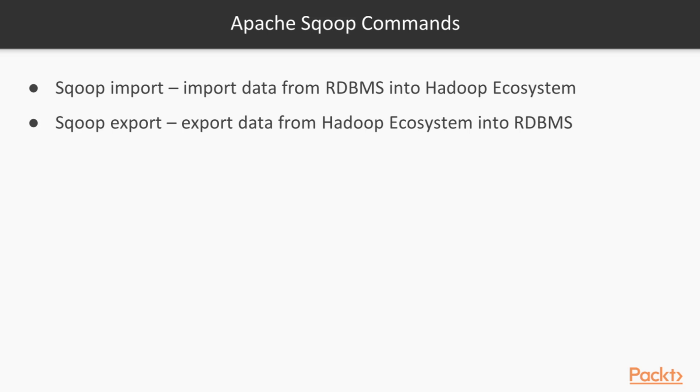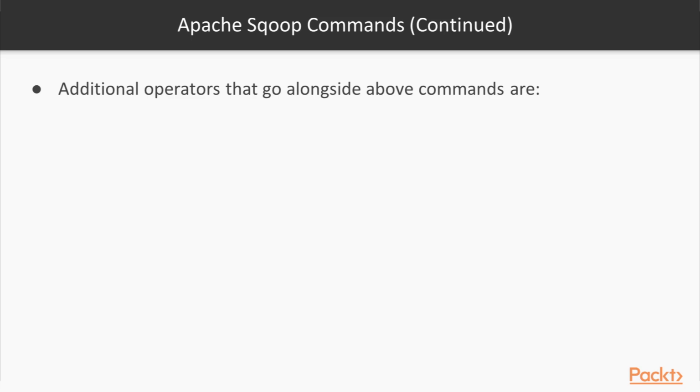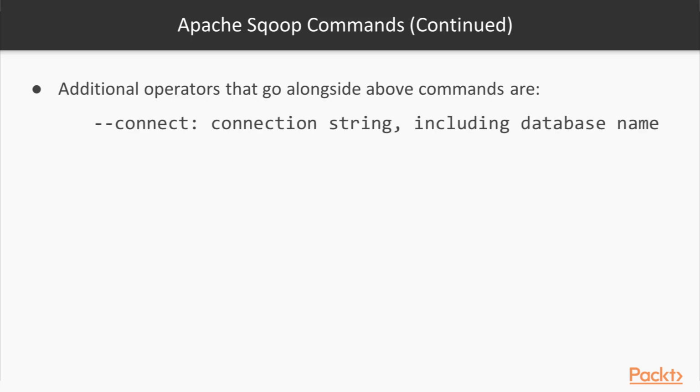Now these 2 commands go with some key, or I'll say important, parameters or operators, and those operators are hyphen hyphen connect. Please notice the two hyphen symbols before the connect keyword. These two hyphen symbols are very important because Sqoop will know with their help that this is an additional parameter. So the connection string to your RDBMS system, which includes the database name, is sent with the help of the hyphen hyphen connect operator. The second one is hyphen hyphen driver, which contains the driver name.